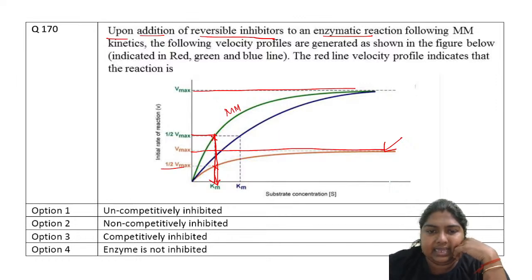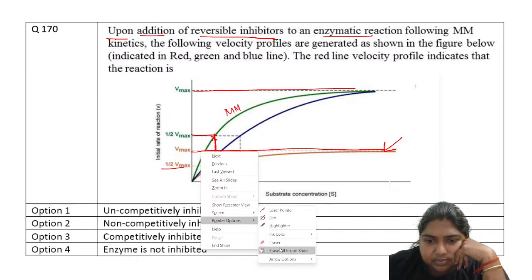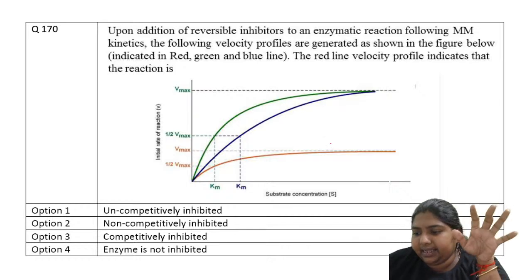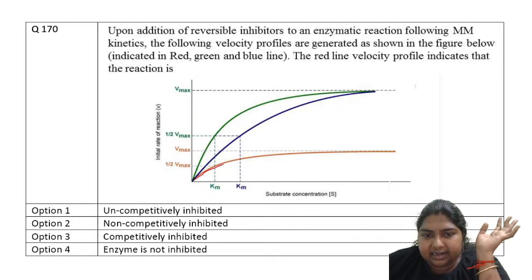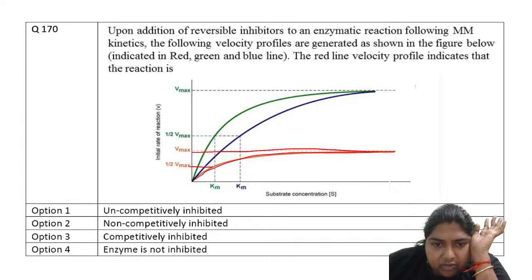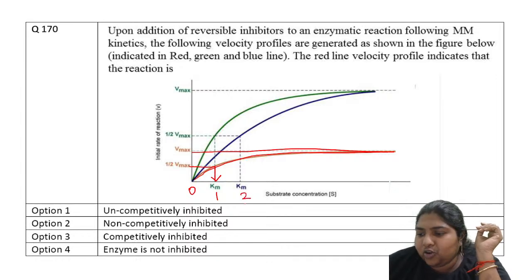Yes? Think and tell me. I'll erase and show one more time. See? I am not talking about this blue line. Only this red line I am taking. Okay, so this is the red line. So for this red line, this is the Vmax. This is going to be the half Vmax. Okay, so let me take this as 0, 1, 2. So Km is going to be 1.